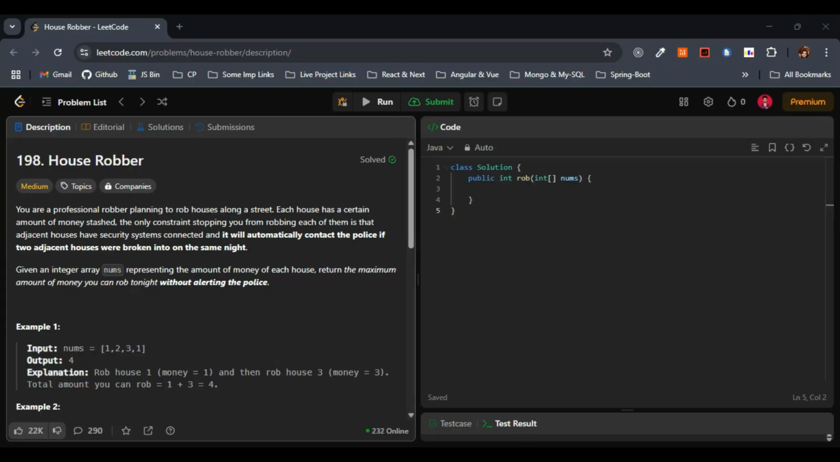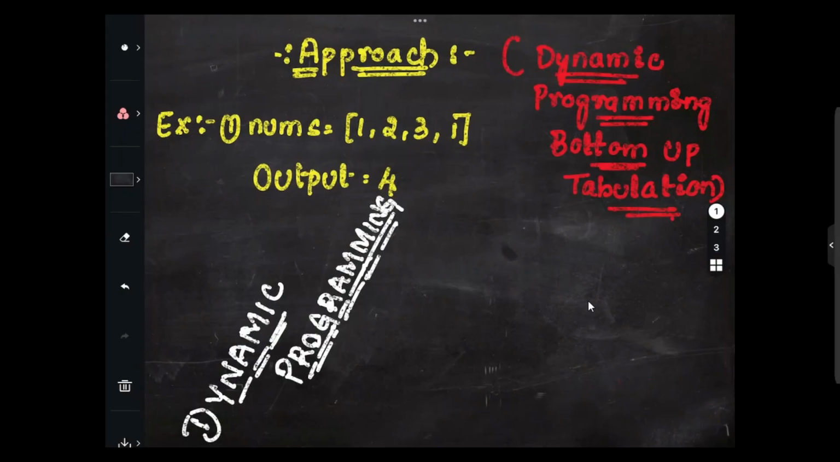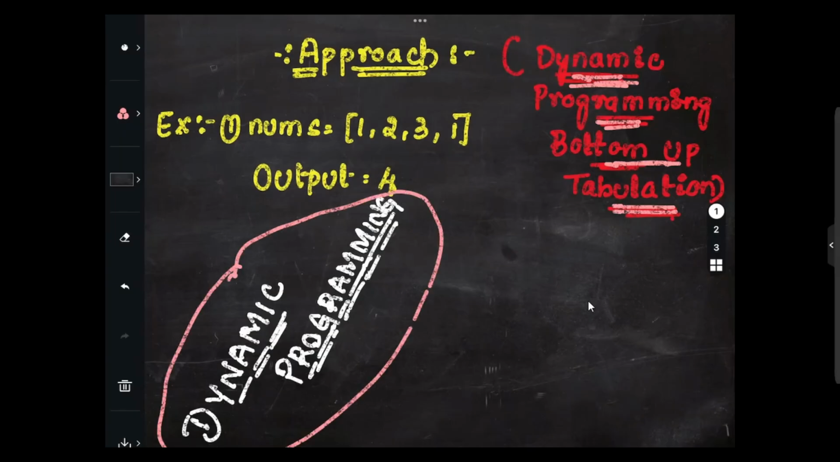Initially, let's discuss the approach first. The first thing that we need to note down here is we will be going with the dynamic programming approach. So we'll be going with DP, nothing but bottom-up tabulation, or the bottom-up dynamic programming approach. I have considered the same first example that they have given in the question, so that it will be easier to understand the approach.